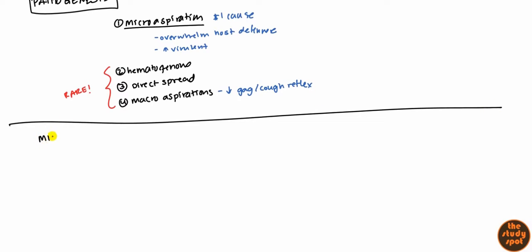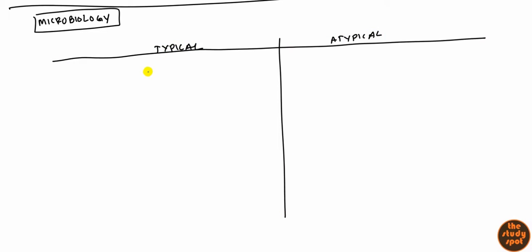Let's talk about the microbiology. What type of bugs cause pneumonia? It's grouped into two main categories. Either you have typical or you have atypical. So what is typical? Typical is going to be a more severe type of pneumonia, whereas atypical would be a less severe type of pneumonia.